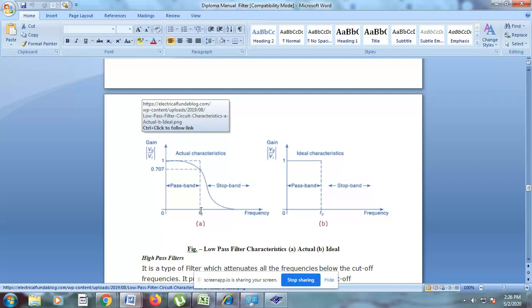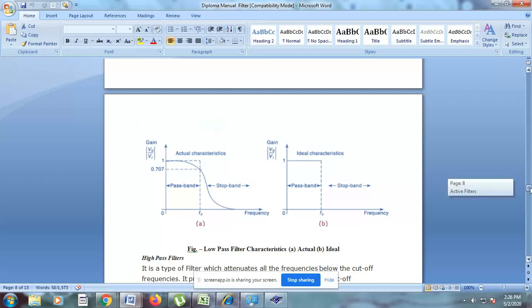This section is called the cutoff frequency. This section is the pass band, that the low pass filter allows, this range of frequency, and stops this range of frequency. Here the frequency is increasing, and this section is called the pass band frequency, and the low pass filter allows only this section.